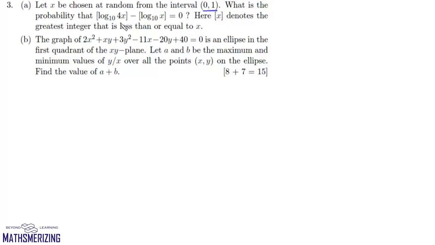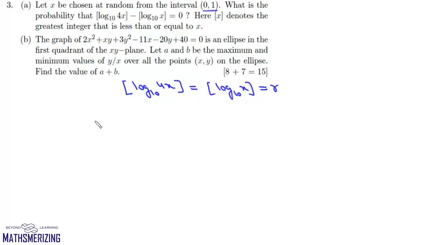What is the probability that the greatest integer function of log 4x to the base 10 equals the greatest integer function of log x base 10? Now they are equal, and suppose they are equal to some number, say r. Now when the greatest integer function of x is equal to r, then x lies between r and r plus 1.